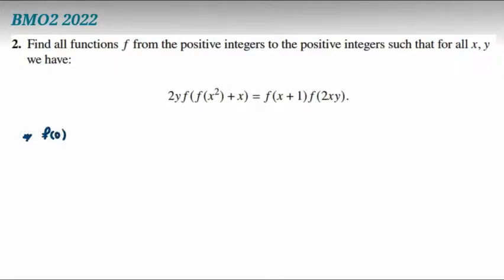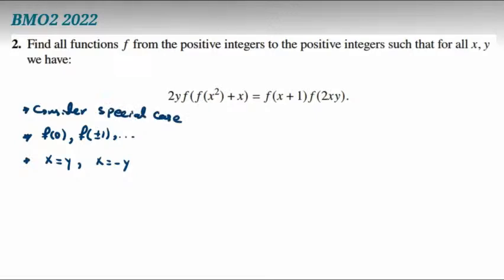Try to find f of 0 if possible, f of, for example, plus minus 1. And these things, special cases. If you have, for example, two variables, consider x equal to y, x equal to negative y. It means consider special cases.